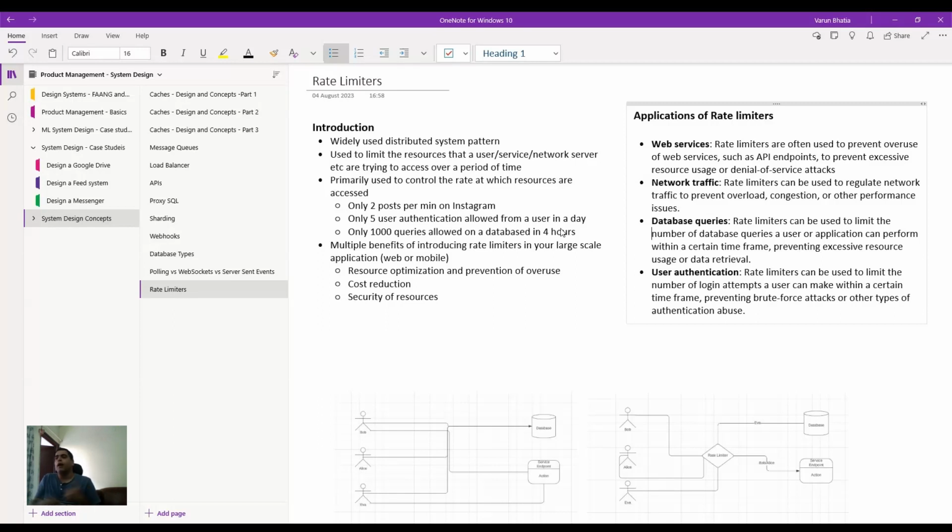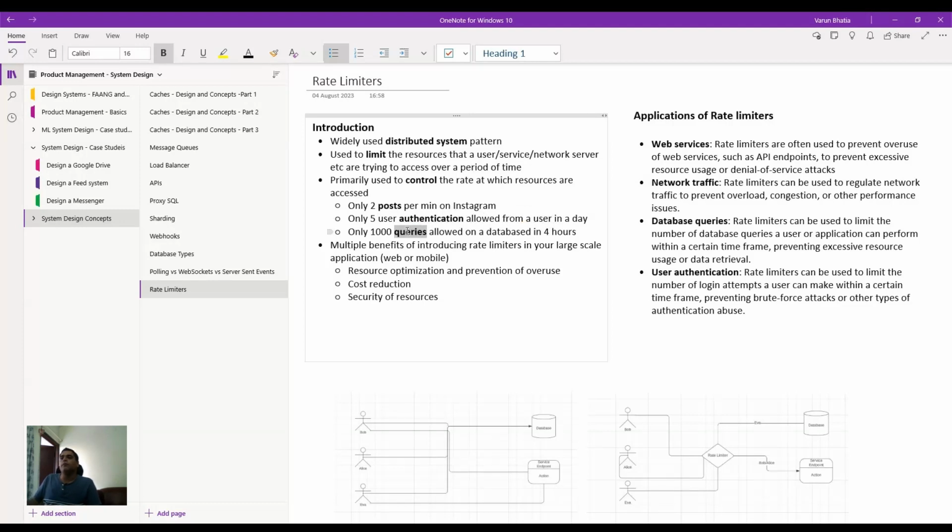So again, covering a few points on the introduction. It's a widely used individual component in distributed system patterns. As the name suggests, it's used to limit the resources that a user, a service, or a network server is trying to access over a period of time. It's primarily used to control the rate at which resources are accessed. Let's say, for example, you want to allow only a certain number of posts per minute, only a certain number of user authentications, or only a certain number of queries in an hour, or a couple of hours, or whatever time threshold that you have, right?